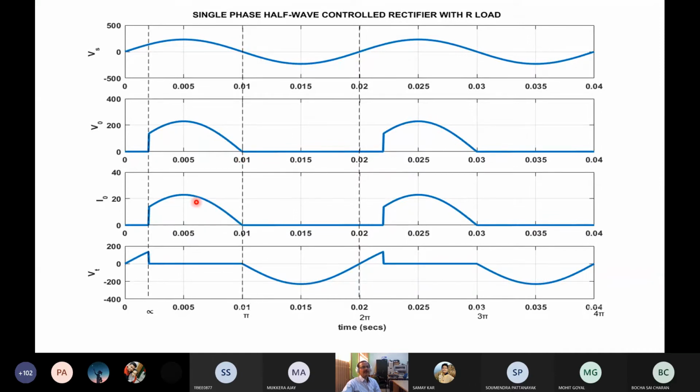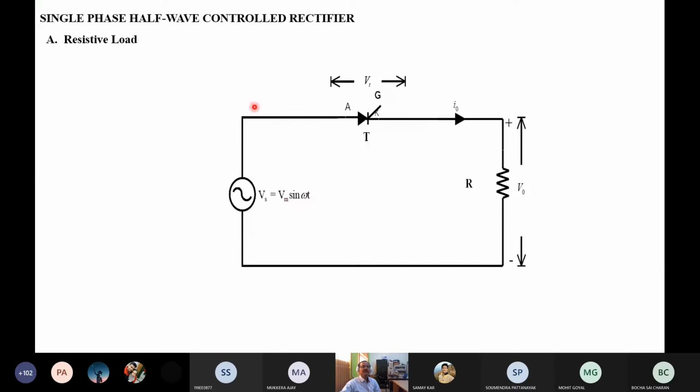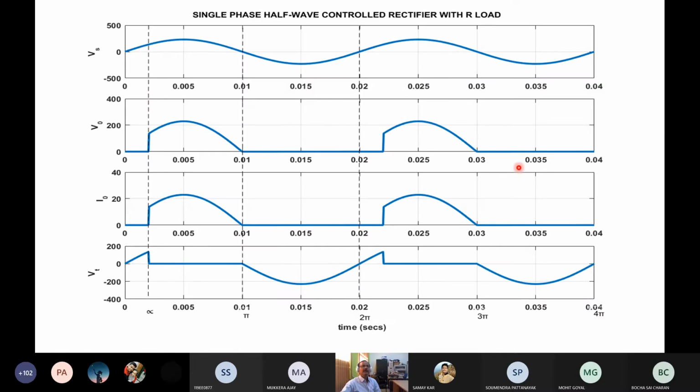Now this is a simple series circuit, so source current is equal to load current. In the circuit you can see the source current is equal to the load current. So by controlling alpha, we are controlling the phase angle between the source voltage and the source current. That is what is called a phase control rectifier.